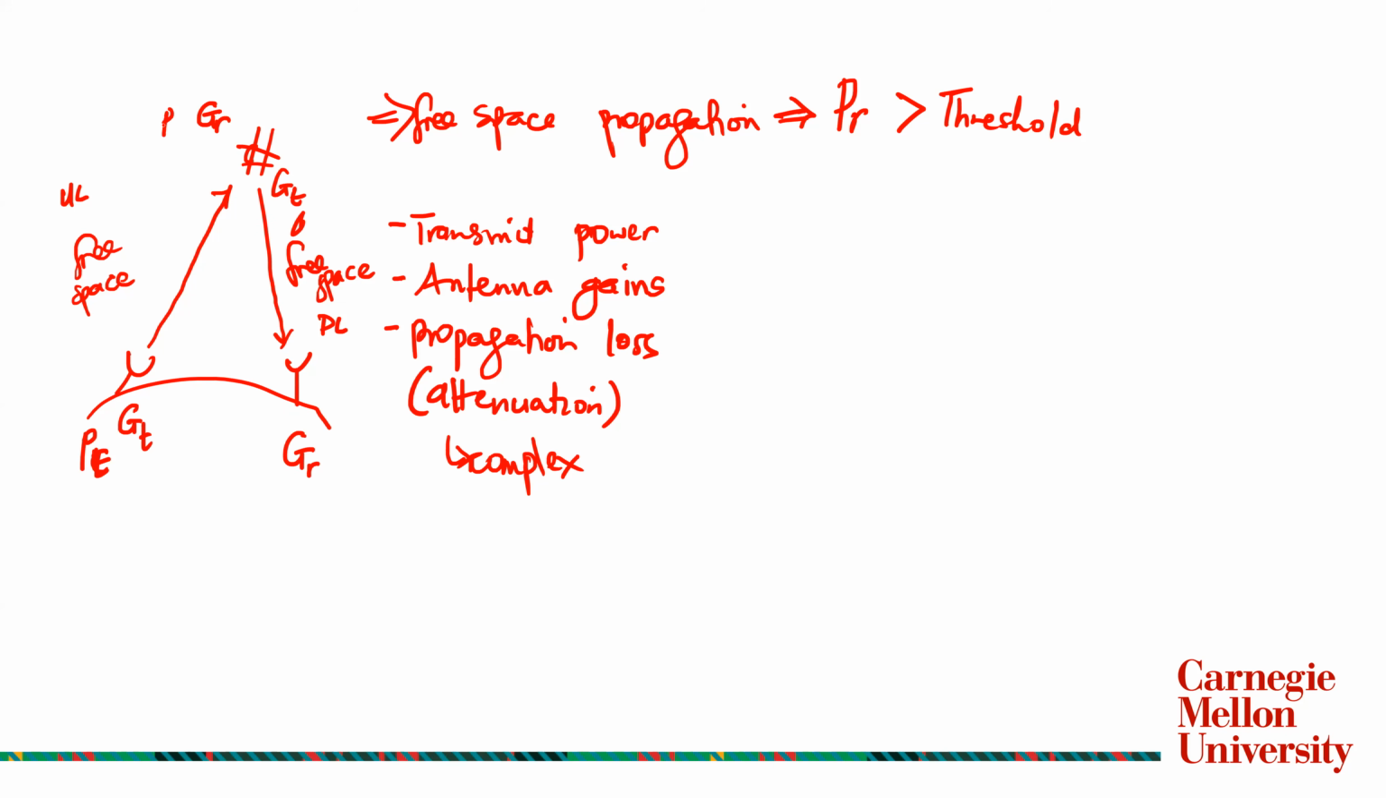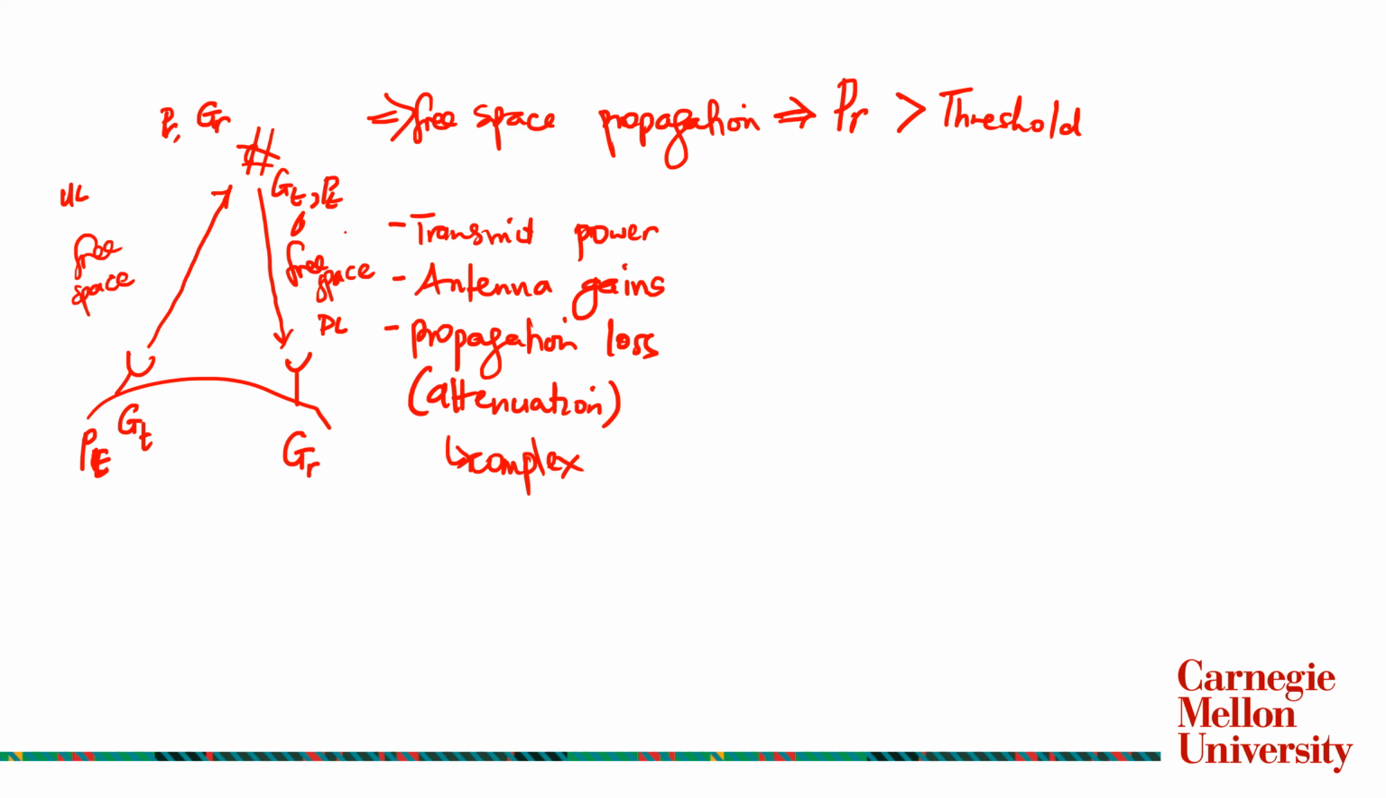PT, here we are going to have PR received. Also, the signal from the earth station, when it reaches the satellite, should be at least above the threshold. Then what the satellite does is it gets that signal through the transponder and retransmits it with a certain power PT.